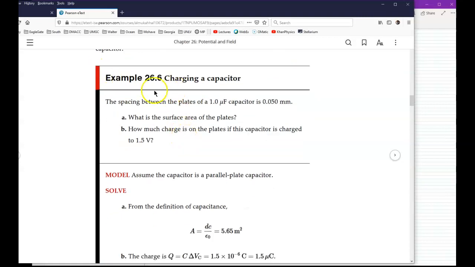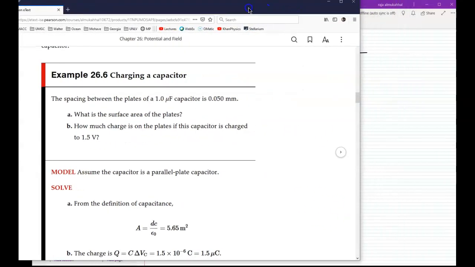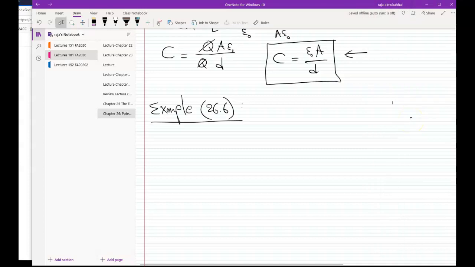Okay, it says here, the spacing between the plates of a 1 microfarad capacitor is 0.05 millimeter, okay? What's the surface area, and what is the charge, okay? Before we do this problem, I want to tell you something else.